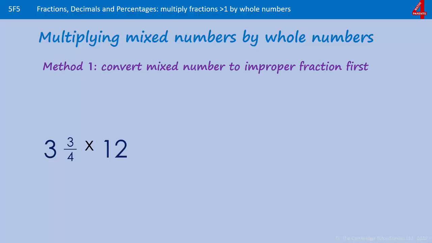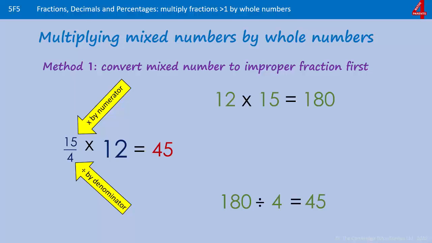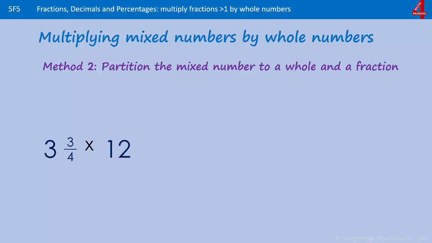Method 1, my preferred method, is to convert the mixed number to an improper fraction before we start. 3 3/4, that's converted to 15/4. Now I can proceed as I did with the others. 12 times by the numerator. 12 times 15 is 180. Now I take that 180 and I divide it by the denominator. 180 divided by 4 is 45. And that's the answer.